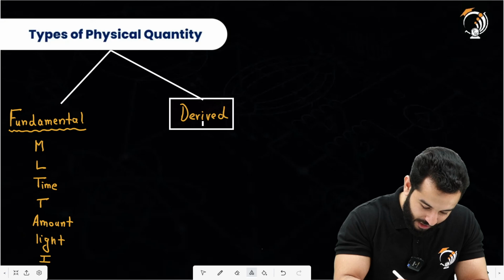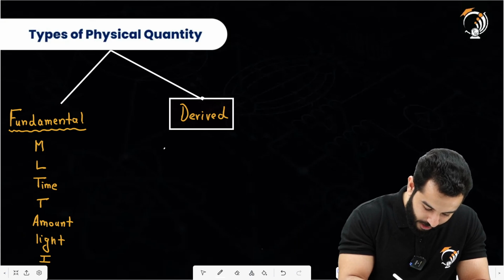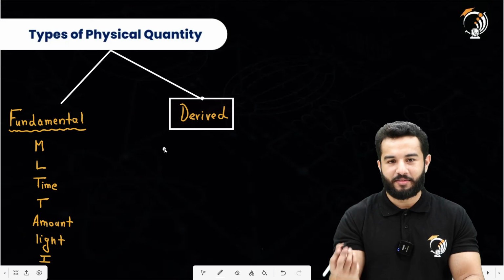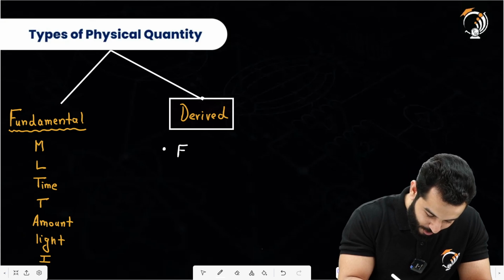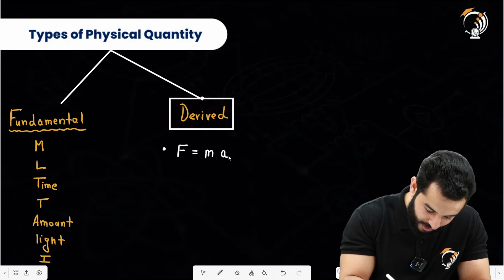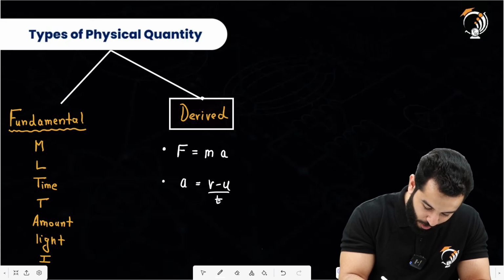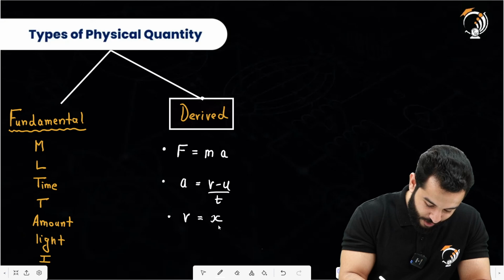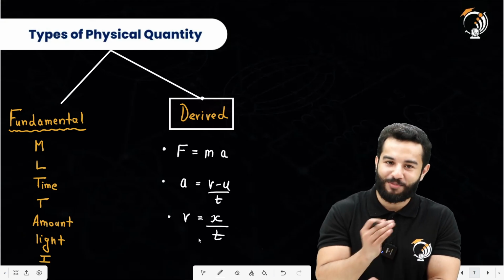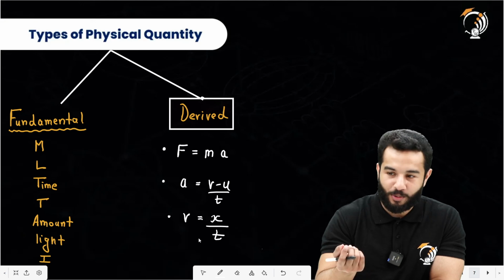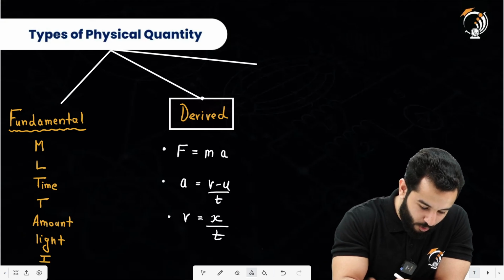What do you mean by derived quantities? Let's consider any physical quantity. Let's say we are talking about force. Force is mass times acceleration. Acceleration is change in velocity upon time. Velocity is change in displacement upon time. And let's talk about time. Time is nothing but time. So time is a fundamental quantity. All other quantities are going to be called derived quantities. There are a few other quantities as well, but you don't have to worry about them as such.